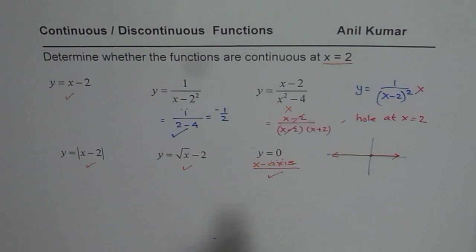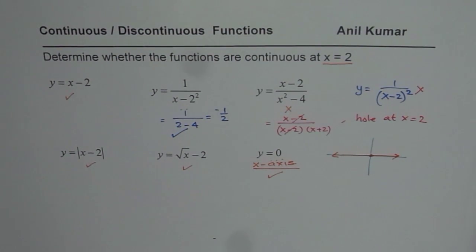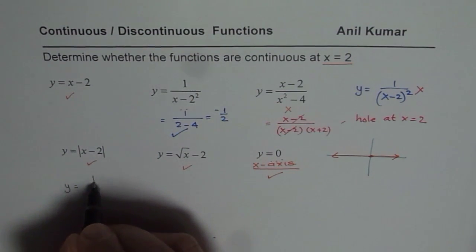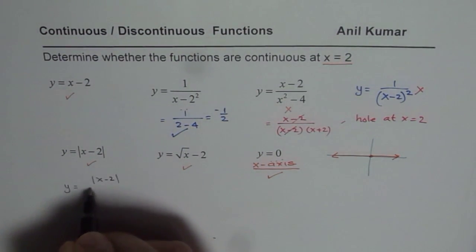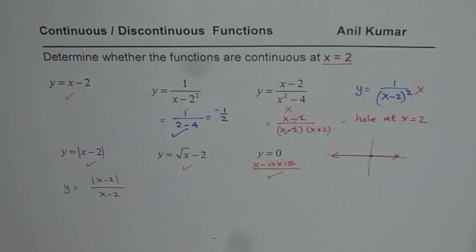Now some of the students might have worked with absolute value functions in detail. So for them, let me write down a couple more questions here. Now you need to figure out whether these are continuous or not, right? So we'll just change this function to x minus 2 over x minus 2, right? And is this function continuous or not at x equals 2?